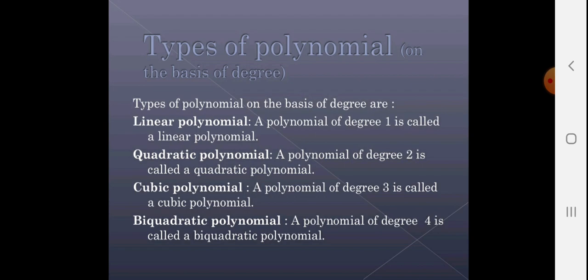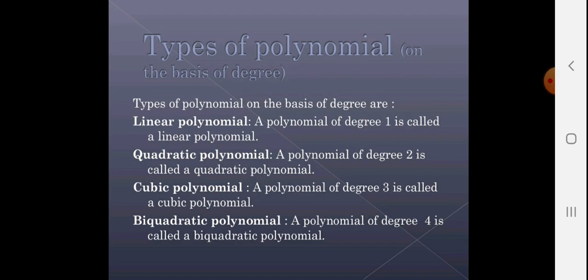Types of polynomial on basis of their degrees. So, types of polynomial on the basis of degree are linear polynomial. A polynomial with degree 1 is called linear polynomial. For example, 3x plus 6. Quadratic polynomial, a polynomial of degree 2 is called quadratic polynomial. For example, 5x square plus 3x plus 9. Cubic polynomial, a polynomial of degree 3 is called cubic polynomial.